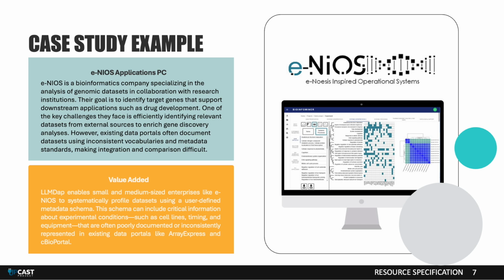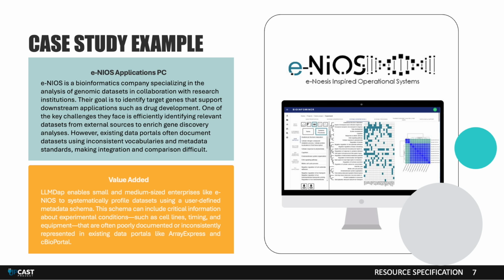However, one of the major challenges eNeos faces is the efficient identification of relevant datasets from external sources. While public data portals like ArrayExpress and cBioPortal offer vast repositories, they often document datasets using inconsistent vocabularies and metadata structures. This lack of standardization makes it difficult to compare datasets, extract meaningful insights, and integrate external data into internal research workflows. This is where LLM-DAP adds significant value.